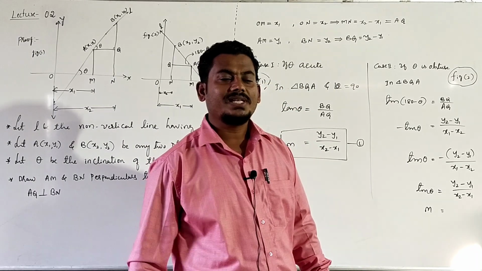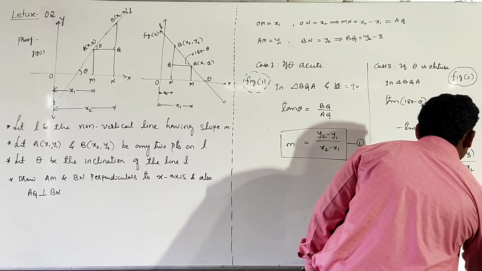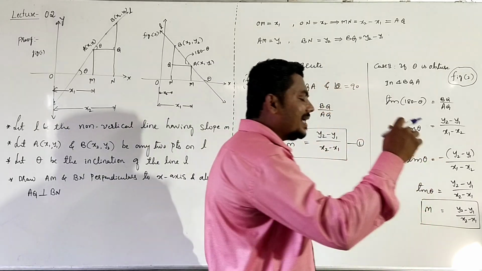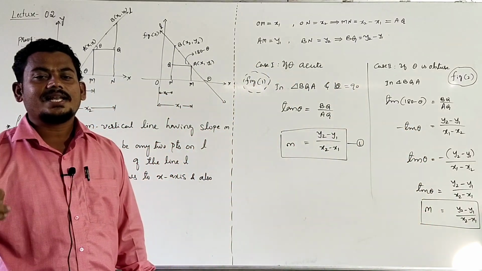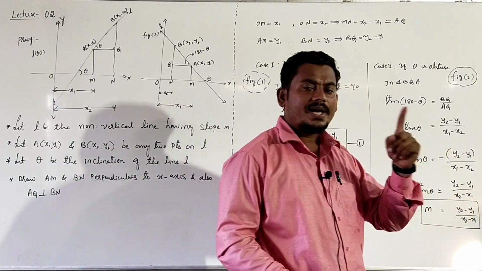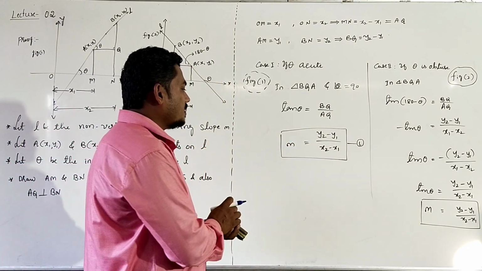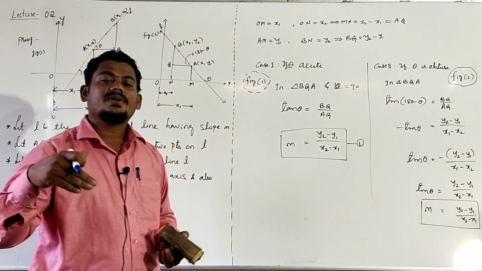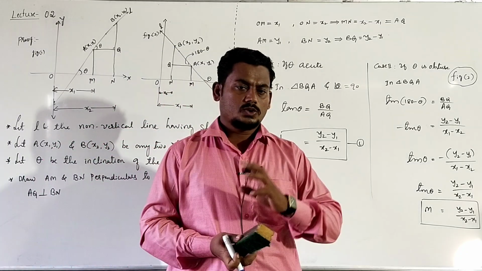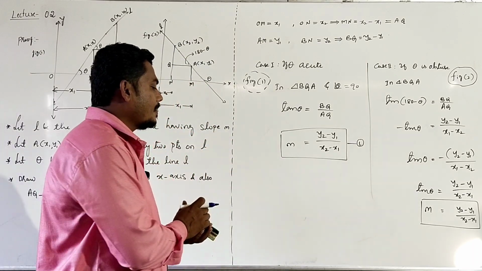M is nothing but the slope of the line, right? M is nothing but y2 minus y1 divided by x2 minus x1. In both the cases, either inclination is more than 90 or less than 90, the slope of the line joining 2 points is y2 minus y1 divided by x2 minus x1. Slope of line joining 2 points or slope of a line passing through given 2 points, both are one and the same, right?